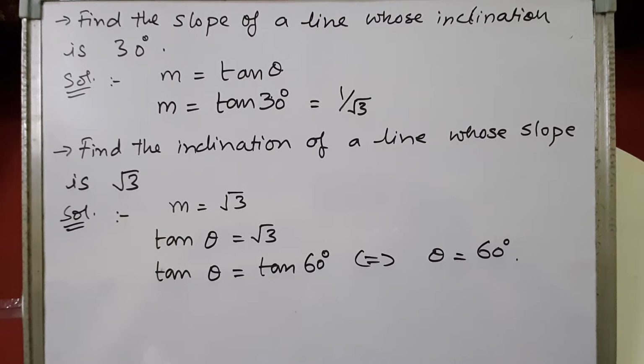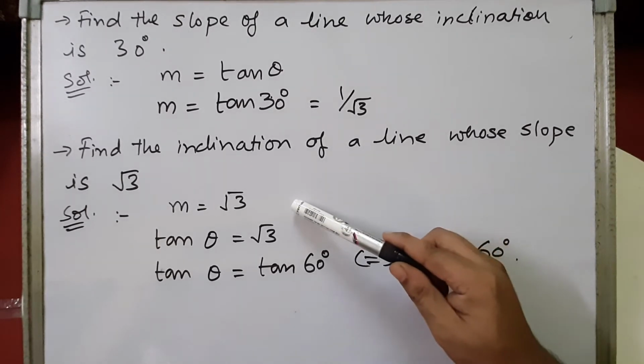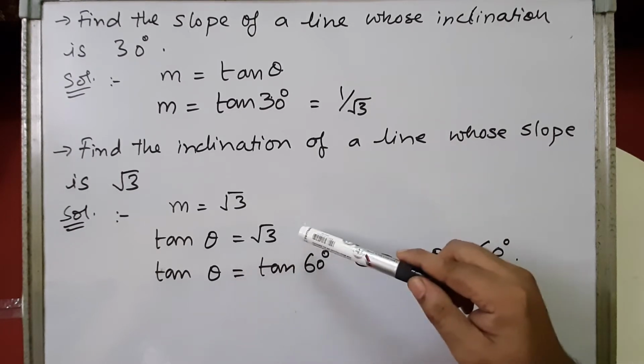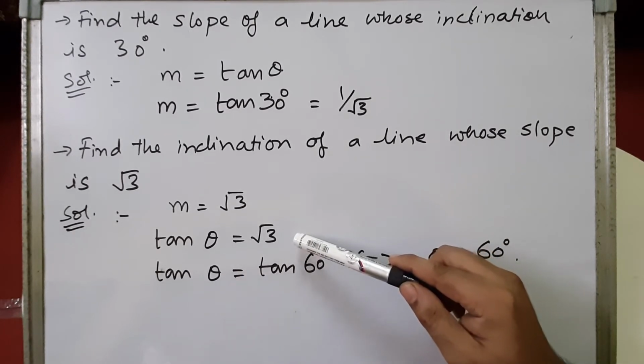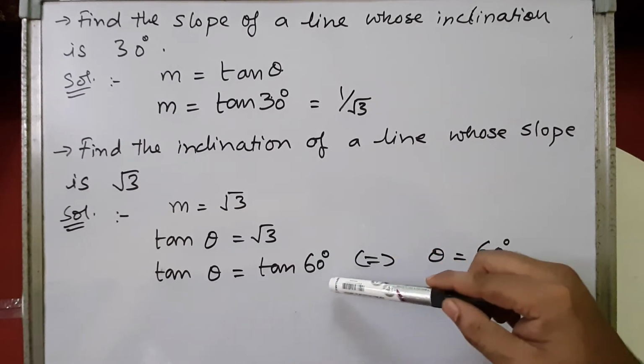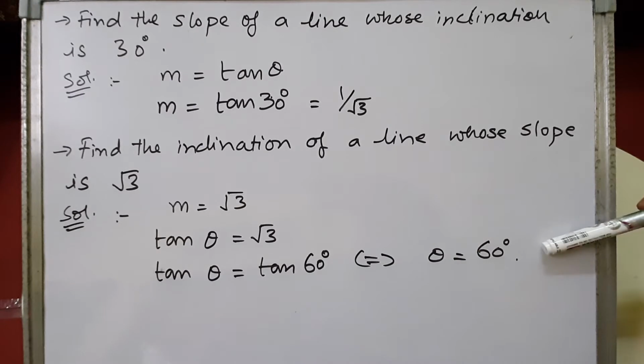Alright. Let's see another sum. In this sum, it is given to find the inclination of the line whose slope is root 3. Earlier we were calculating slope, now we are calculating inclination, and we are given the slope. That means the value of m is root 3. The formula of m is tan theta, which equals root 3. The value of root 3 is tan 60 degrees. So tan theta equals tan 60 degrees. On comparing, theta equals 60 degrees. Alright children, please note down.